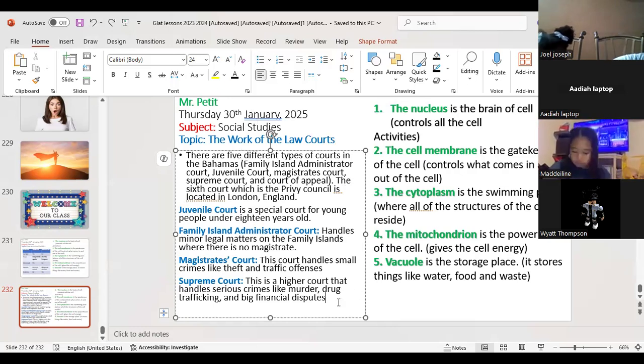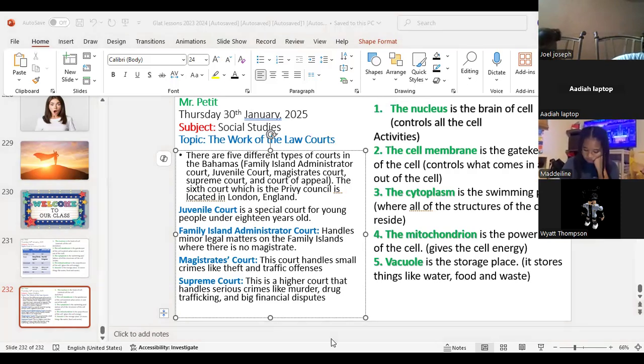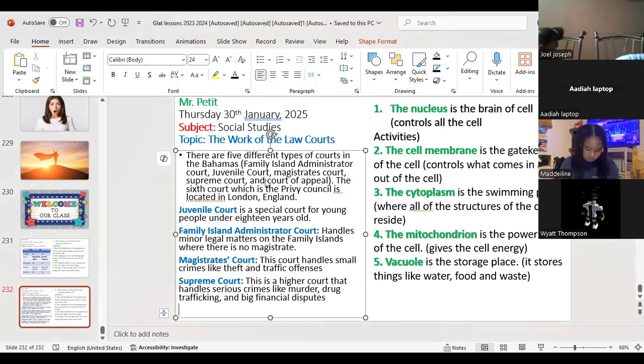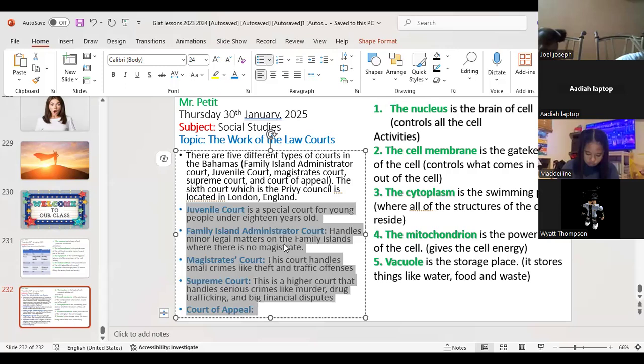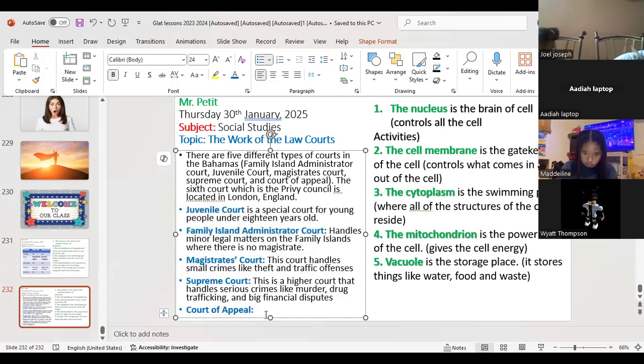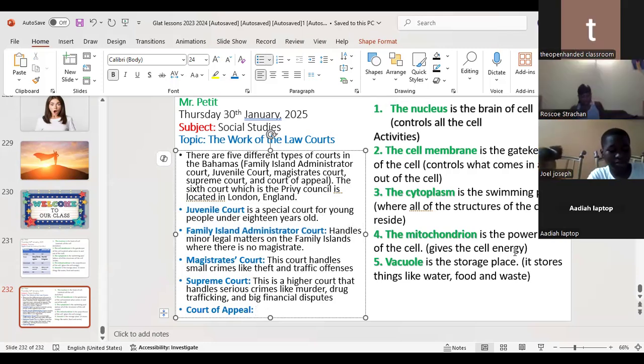So let's talk about the Court of Appeal. The Court of Appeal is when you believe, hey, I don't think they did this right. I think they were unfair. I'm innocent. I'm not guilty. So you go to the Court of Appeal and plead your case and say, I think they made a mistake, and I don't think I should go to prison. You go to the Court of Appeal if you believe your situation is not being treated the right way. So what court do you go to if you believe that? Court of Appeal. Very good. Court of Appeal.